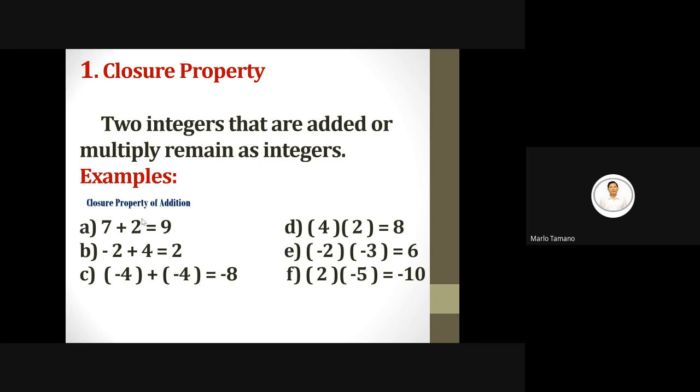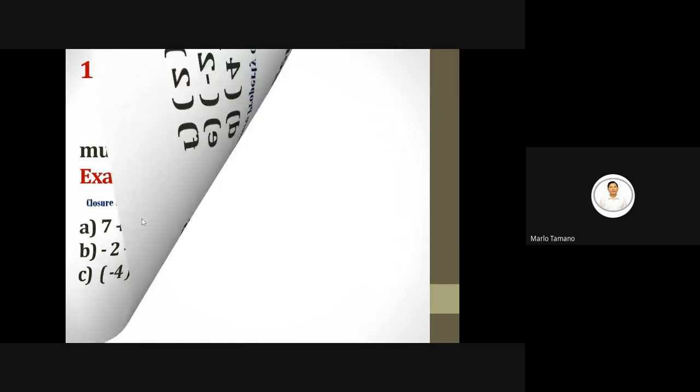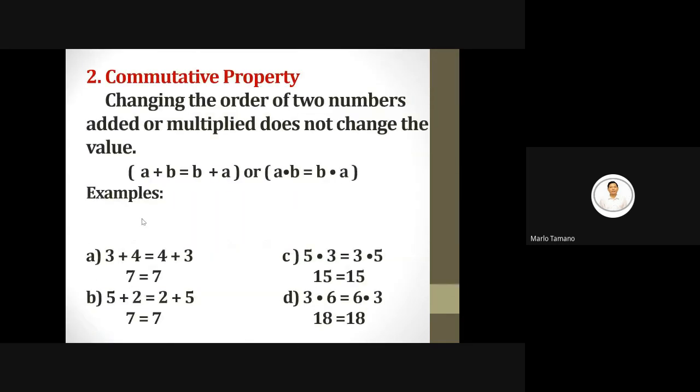4 times 2 is 8. Negative 2 times negative 3 is 6. 2 times negative 5 is negative 10. And these example letters D to F are under what? Closure property of multiplication. So you try to observe, class. Let us continue. We have here number 2, commutative property.